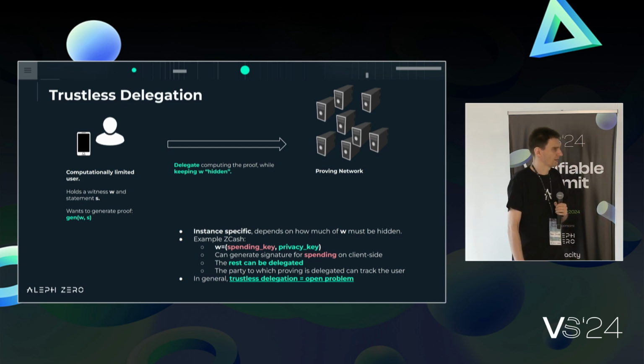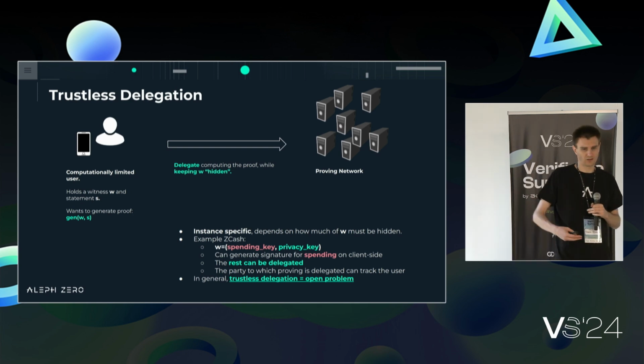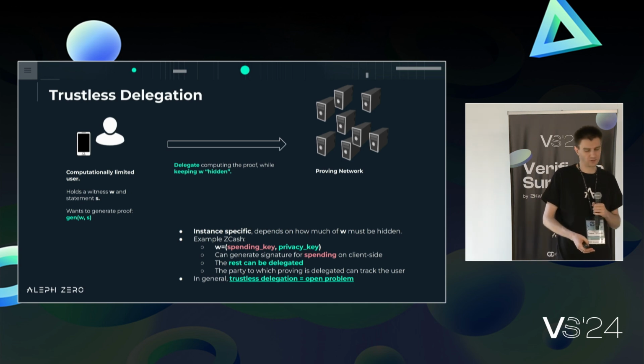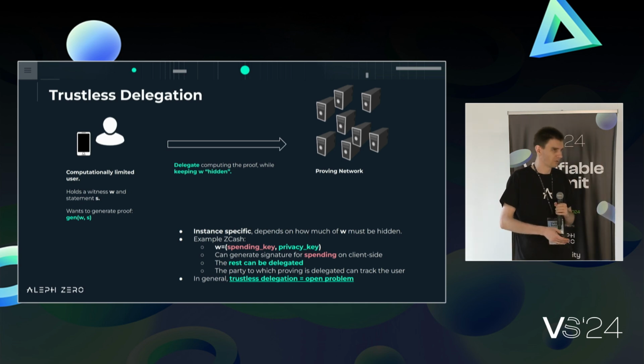One is some kind of a spending key, and the other I will call the privacy key. What the user can do on their side, and it's very easy computationally, is generate a signature. This is just a few milliseconds. And then the rest of the proof of the SNARK, given this signature, can be delegated in a sense. They can send over the privacy key to some other party along with the signature they generated on the device, and the other party will be able to generate the proof.